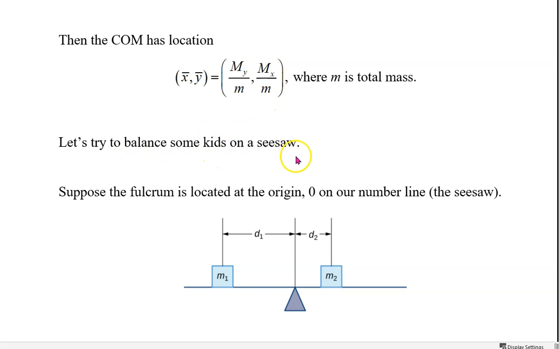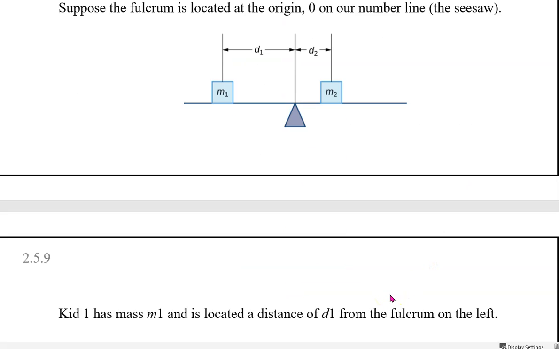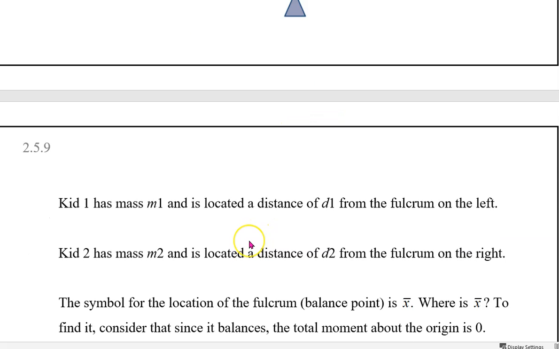Let's try to balance some kids on a seesaw. We're going to suppose at first that the fulcrum is located at the origin, 0 on our number line, which is the seesaw. We have kid 1 with mass 1 located a distance of d1 from the fulcrum. He's sitting here on the left side. Kid 2 with mass 2 and a distance of d2 from the fulcrum, where the seesaw balances, is here on the right side.